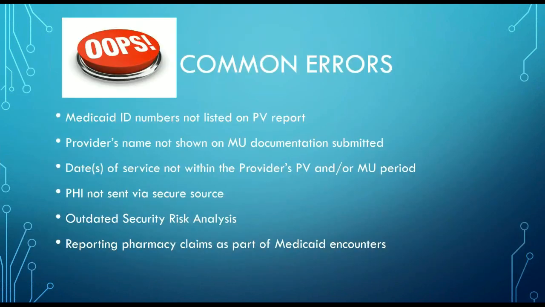Here are some tips to avoid some of the common errors that we've noticed while conducting post-payment audits. Be sure you list Medicaid ID numbers for all Medicaid encounters on your PV report. Be sure the provider's name is shown on the MU documentation and the dates of service are within the provider's PV and MU periods. This information can be found on the records request letter and the signed attestation.